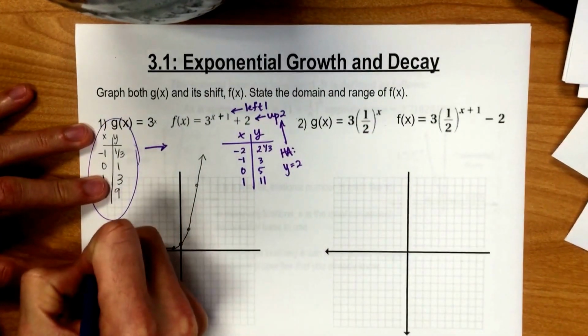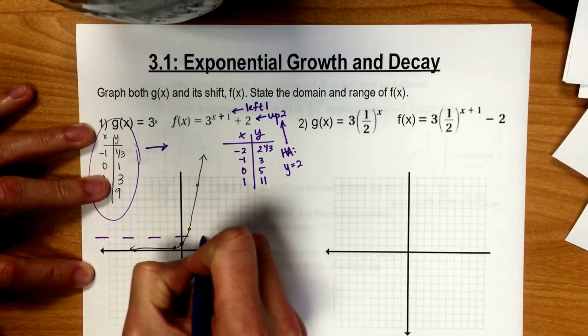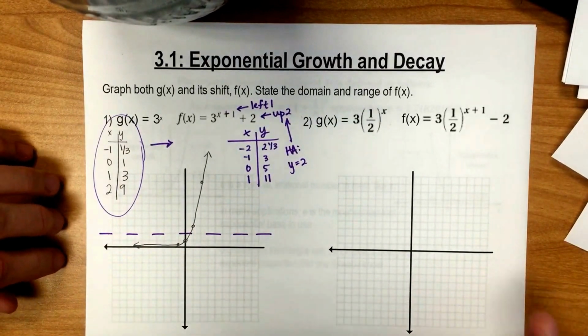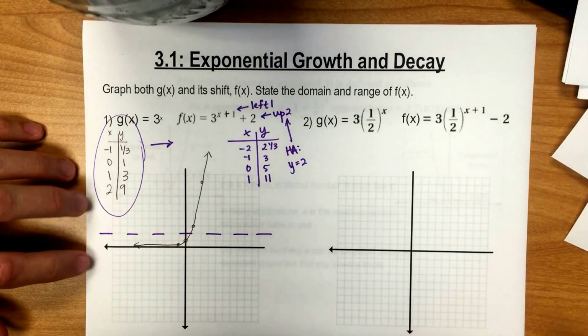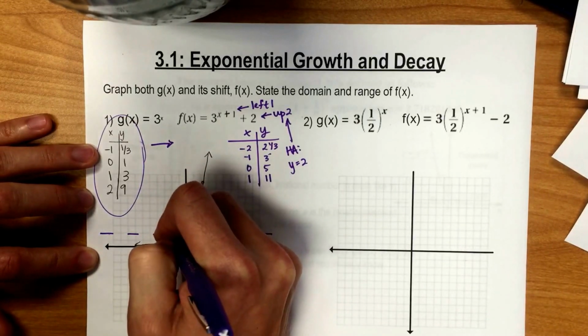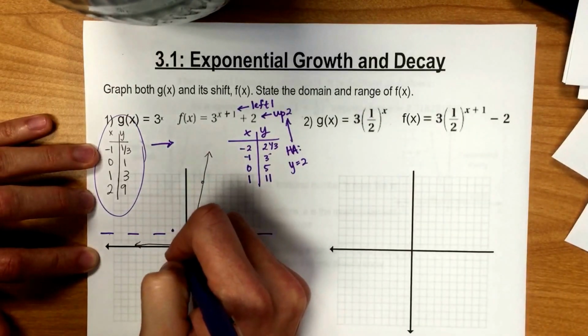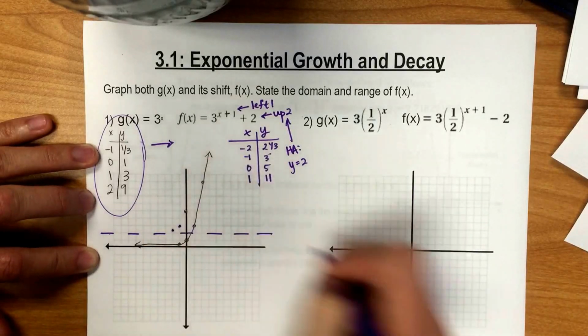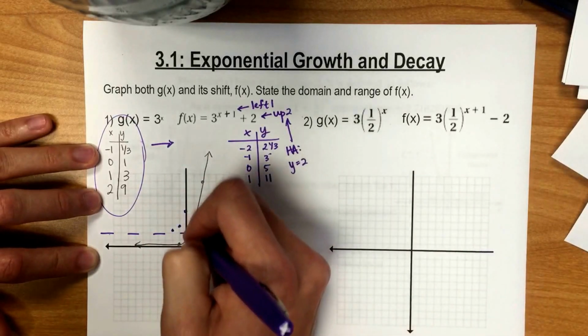So when I go to my graph, dashed line at y equals 2, that's the new line that my curve is going to approach but not cross. Plotting my points, we go to the left 2 and up 2 1/3. We go to the left 1 and up 3. We're at 0 and we're at 5. And then the last point's a little bit off the graph.